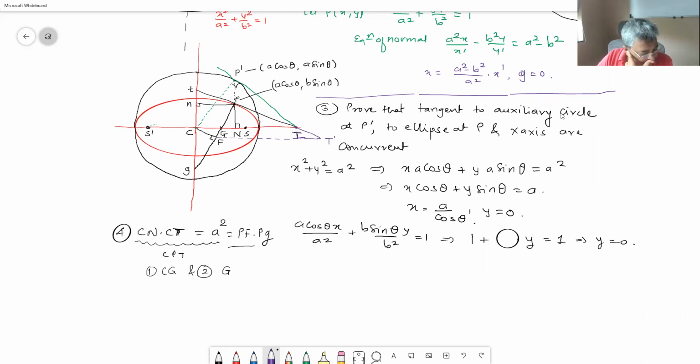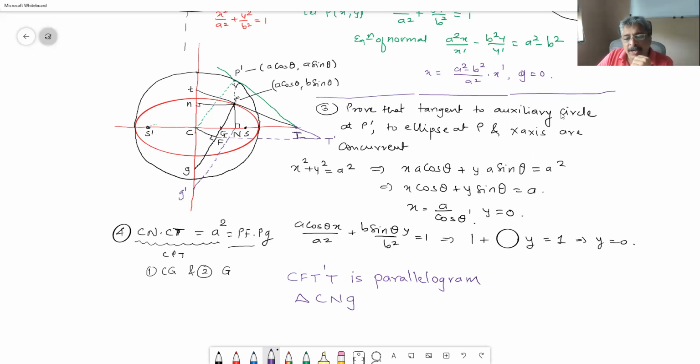So this is a parallelogram. CFT dash T is a parallelogram. Therefore, triangle CNG. And the way the parallelogram is created here, you create a parallelogram like this over here. This is G dash.